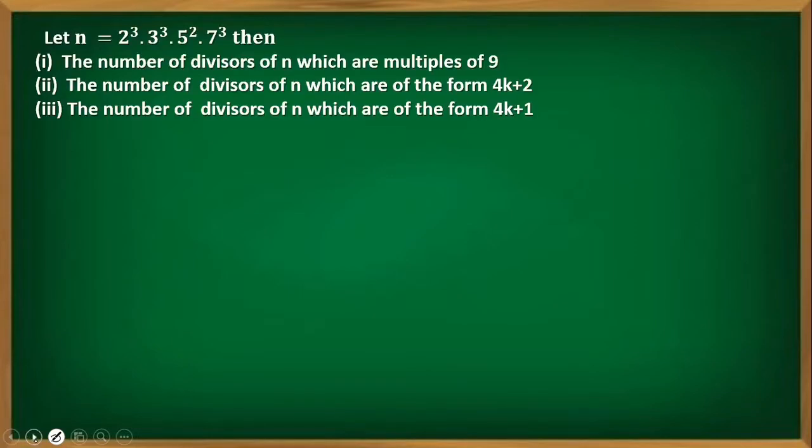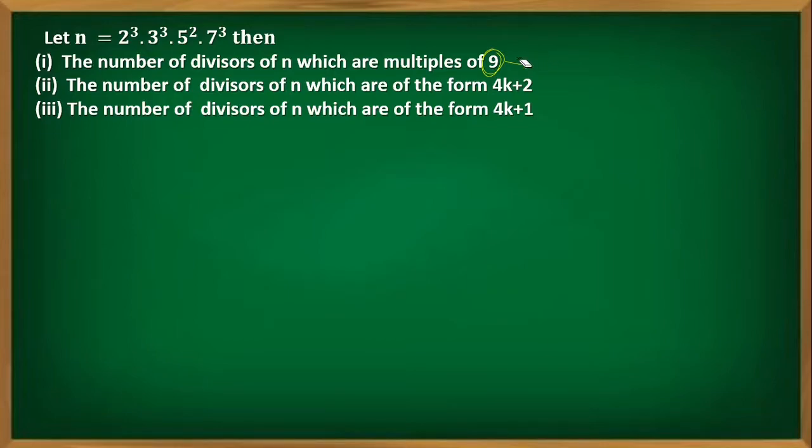Right, now we will solve this question. n is equal to 2 cube into 3 cube into 5 square into 7 cube. The first question is the number of divisors of n which are multiples of 9. Multiples of 9 means each divisor should be a multiple of 3 square.